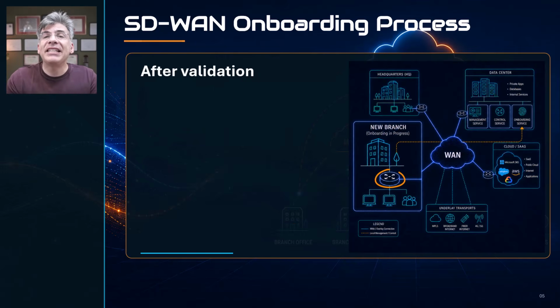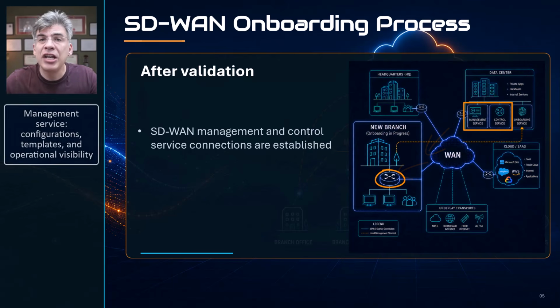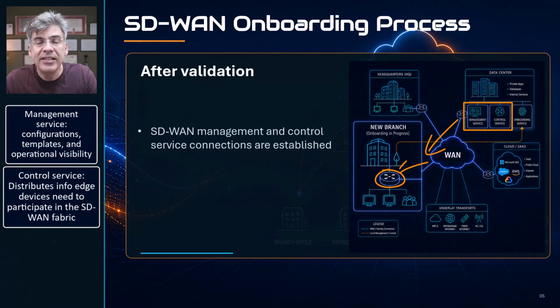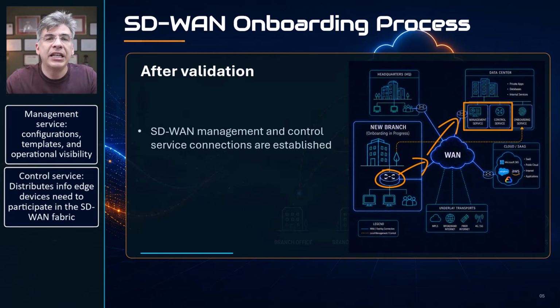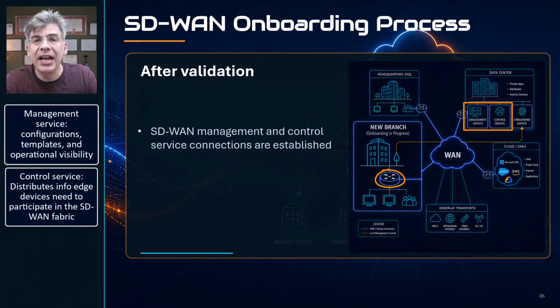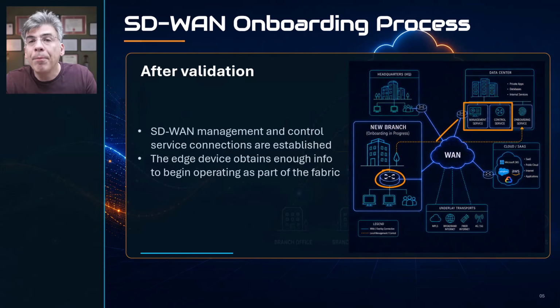Now, after the device is validated, it can establish the required connections to the SD-WAN management and control services. The management service provides configurations, templates, and operational visibility, while the control service distributes the information the device needs to participate in the fabric, such as routing, reachability, and policy information, telling the Edge device how to behave on the network. The WAN Edge then has enough information to begin operating as part of the SD-WAN environment.